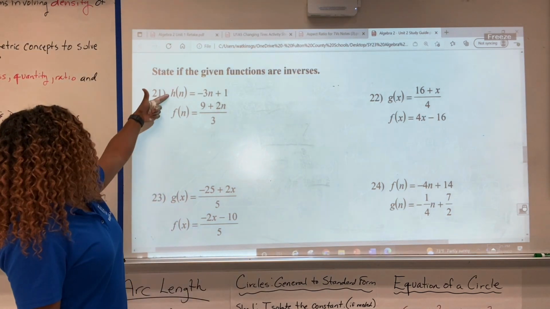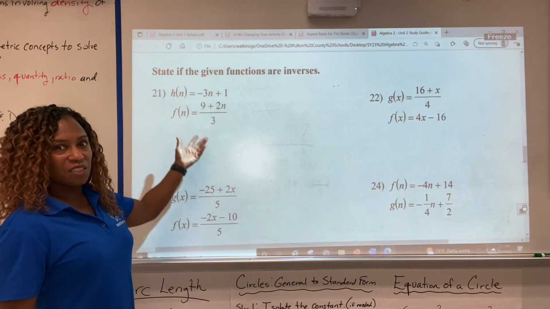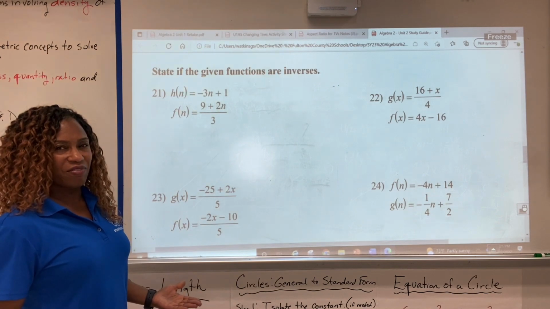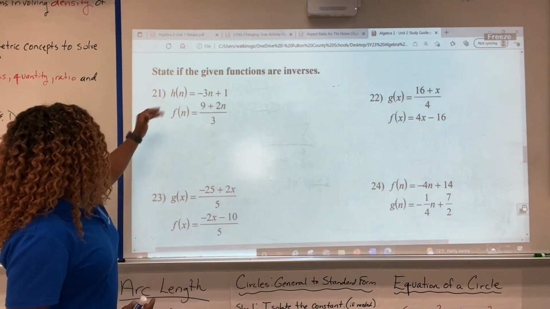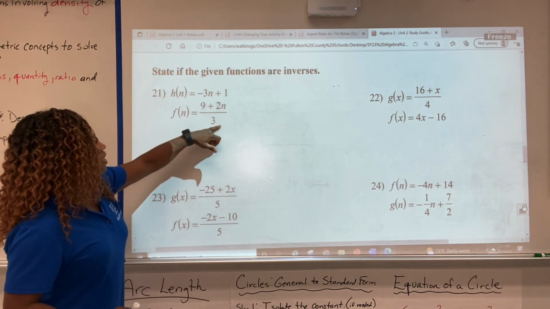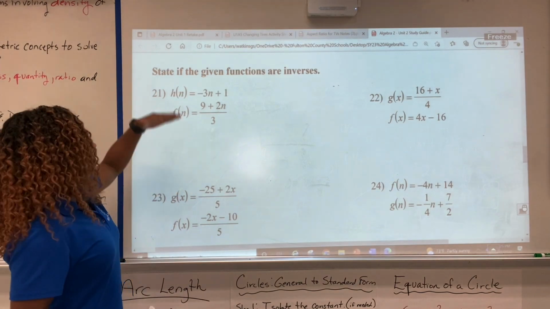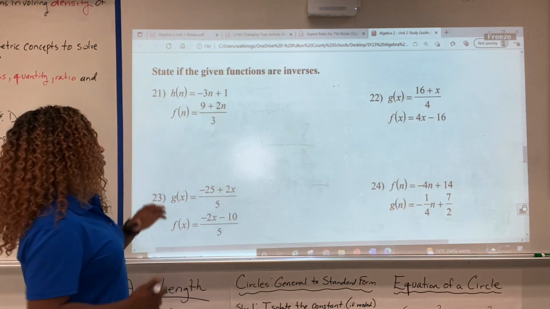Here you can choose whichever one you want to find the inverse of, and just see if it matches the other one. And if it does, the answer is yes, they are inverses of each other. If it doesn't, the answer is no. So for number 21, let's go ahead and use f of n. I'm going to find the inverse of that. If it matches this expression, then they are inverses of each other.